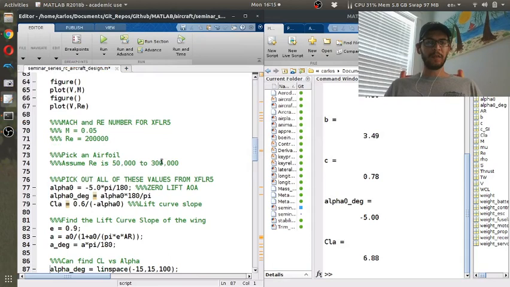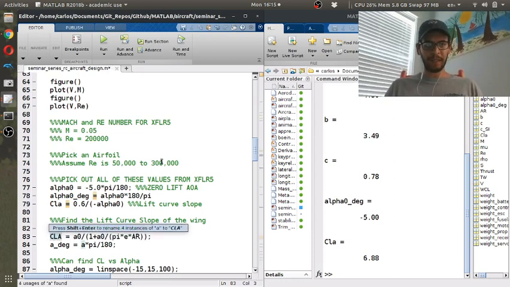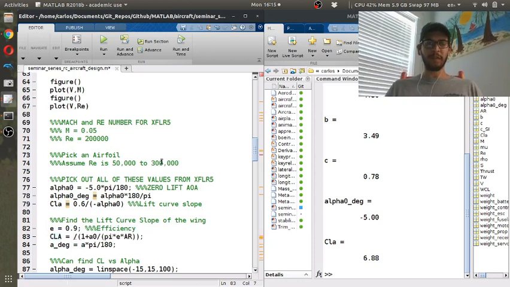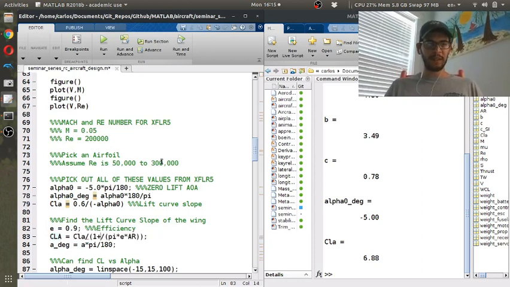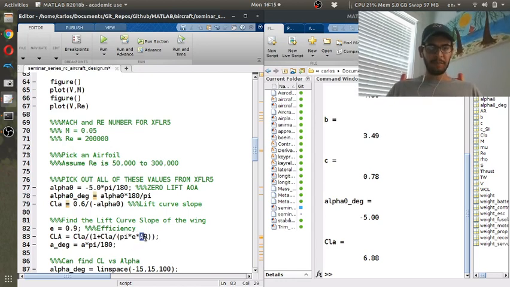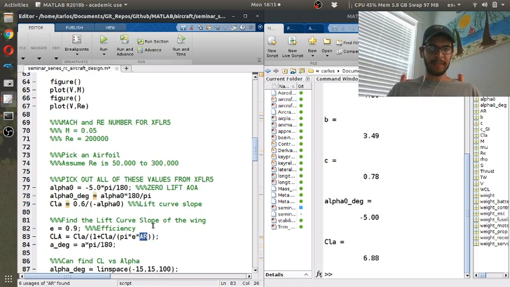Now, what we need to do is use this aspect ratio equation where we find the lift curve slope of the wing. This is sort of the efficiency of the wing, and 90% is usually a pretty good ballpark. Then we can compute capital C_Lα, the lift curve slope of the wing, using this equation here, π e AR. This is where having a big aspect ratio helps, because as this number gets bigger, this number gets bigger.